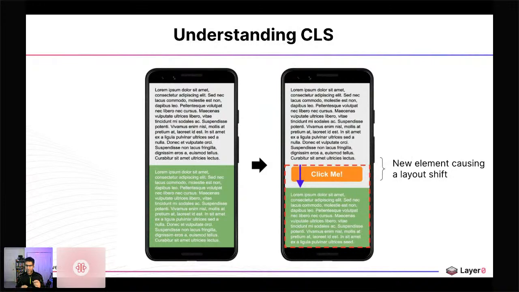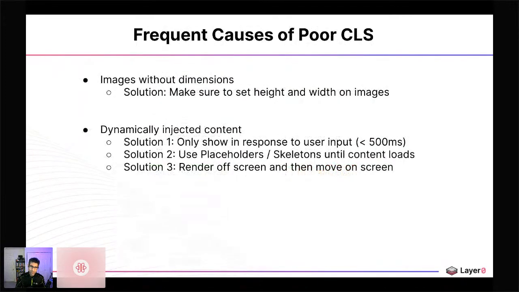You can kind of think of CLS as measuring the percentage of page shifts that happen as a percentage of the screen real estate. The most frequent causes of poor CLS are actually images that don't have dimensions. So make sure you've got the height and width set on your images. The other typical cause of poor CLS is dynamically injected content. There's a couple of solutions here.